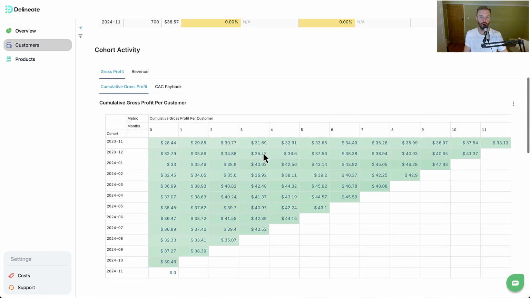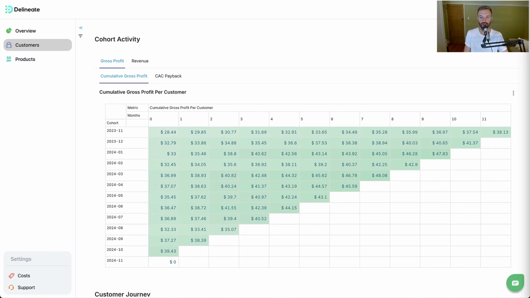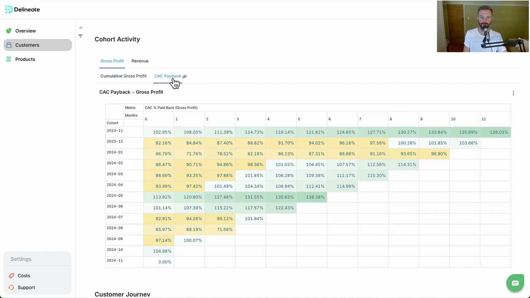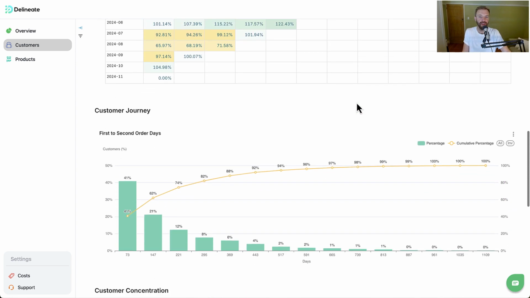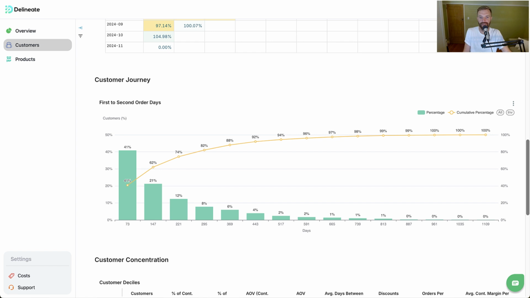Down here, we can see the actual cohort activity for each cohort, alongside the percentage of CAC that has been paid back at each point in time. And this is going to help provide insight into how profitability per customer evolves, helping you set realistic payback expectations and evaluate profitability and performance of each cohort. Down here, we've got the customer journey, so we can see how long it typically takes for customers to make a second purchase when they do, in fact, make a second purchase. So use this data to plan discount or win-back offers, ensuring that you are doing enough to entice customers back, but without offering discounts prematurely to those who would have purchased anyway.